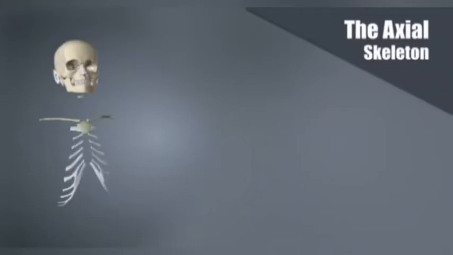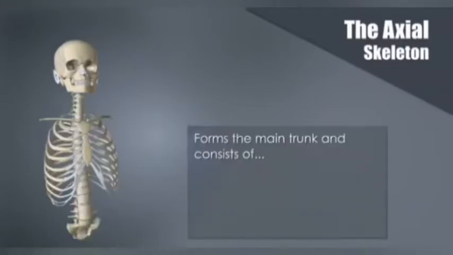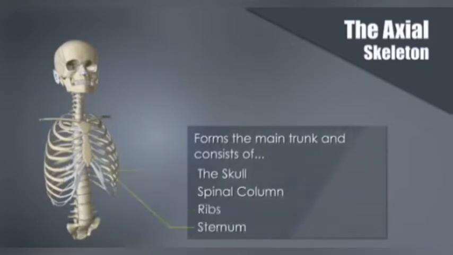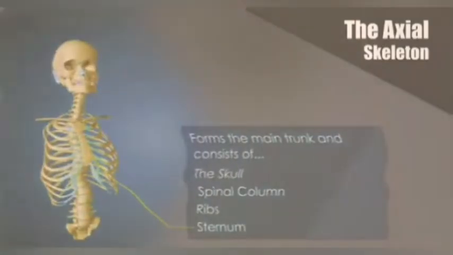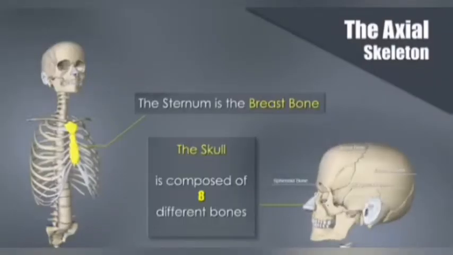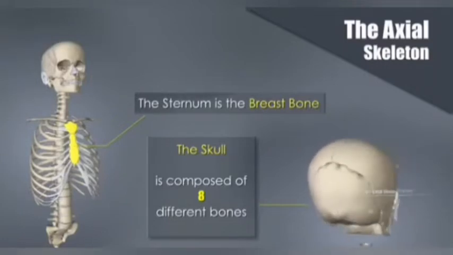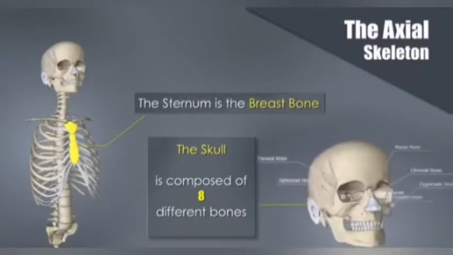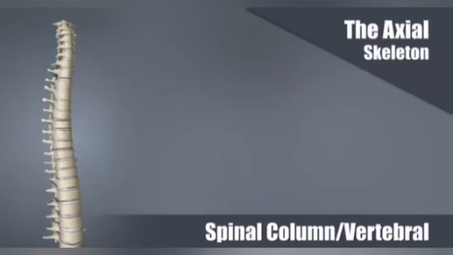The first section we'll cover is the axial skeleton. This forms the main trunk of the body and consists of the skull, spinal column, ribs, and sternum. The sternum is the breastbone, and the skull is composed of 8 different bones. The spinal column is also known as the vertebral column.